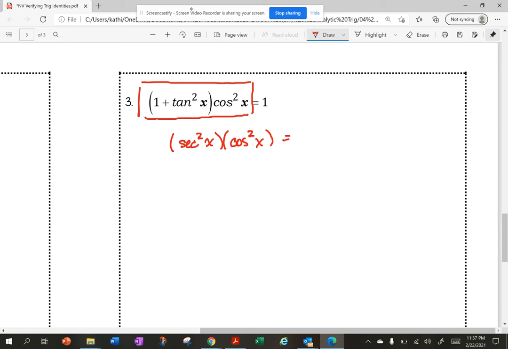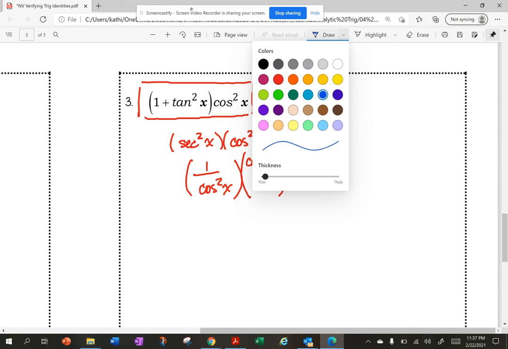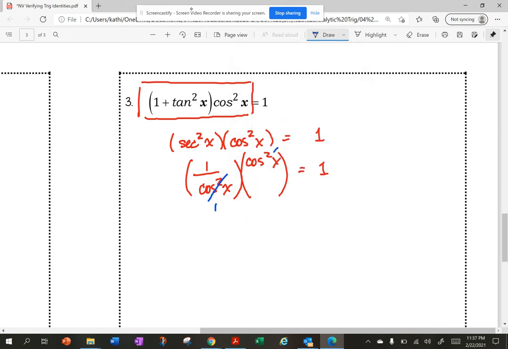And I don't do anything with the right-hand side. I'm going to rewrite secant squared as 1 over cosine squared, times cosine squared of x, equals 1. Since I'm multiplied out, I can simplify. So I have a cosine squared and a cosine squared. So I have 1 equals 1. Left-hand side equals the right-hand side. So I have been verified.